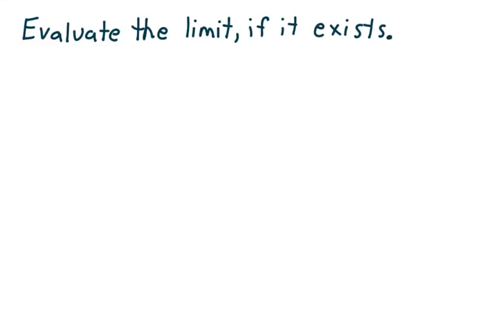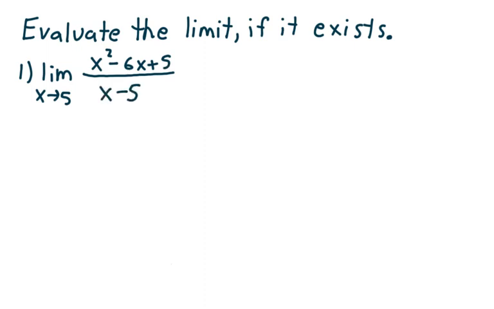The directions say to evaluate the limit if it exists. Let's start with example 1. Suppose we have the limit as x goes to 5 of (x squared minus 6x plus 5) divided by (x minus 5). If I replace x with 5, you notice that we get 0 over 0. Okay, so the question is, what do we do with this?